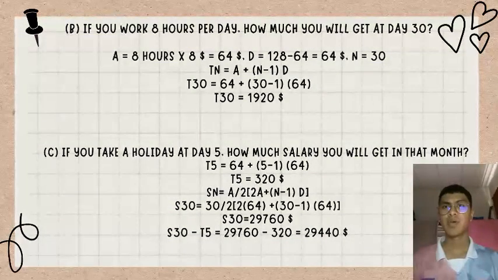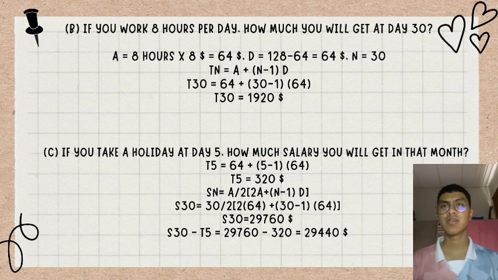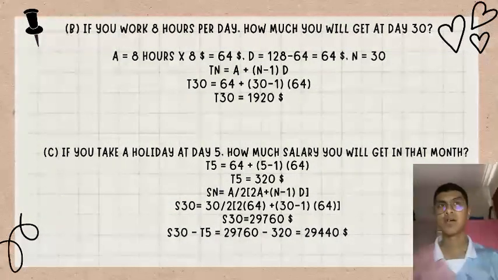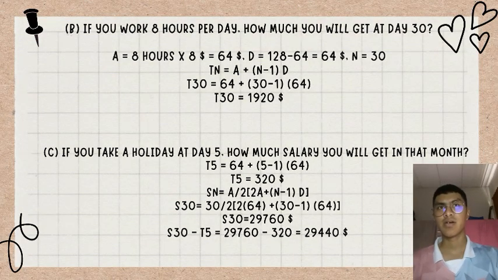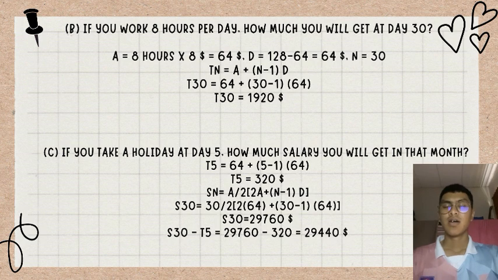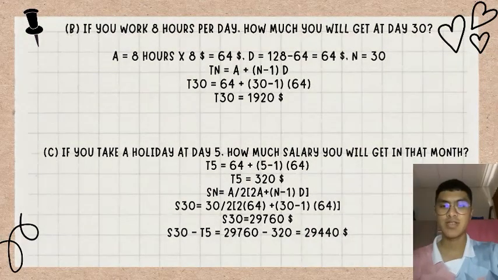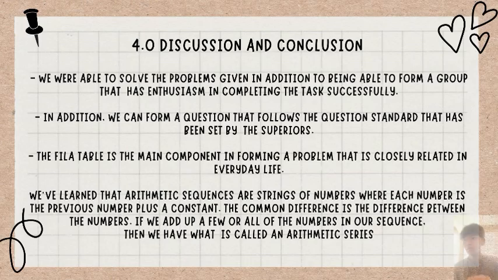Last but not least, we must do S30 minus T5 because the question says that we take a holiday at day 5, so that's why we must do S30 minus T5, and we will get 29,760 minus 320, and the final answer is $29,440, and this will be our final answer. That's it. Thank you.